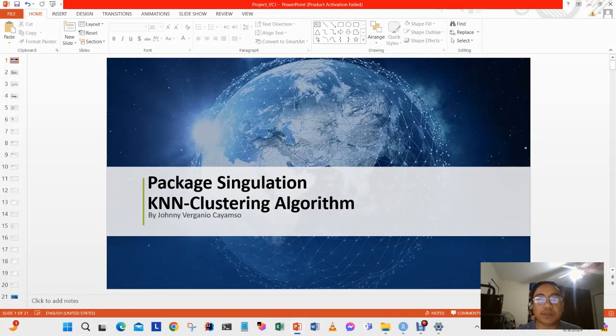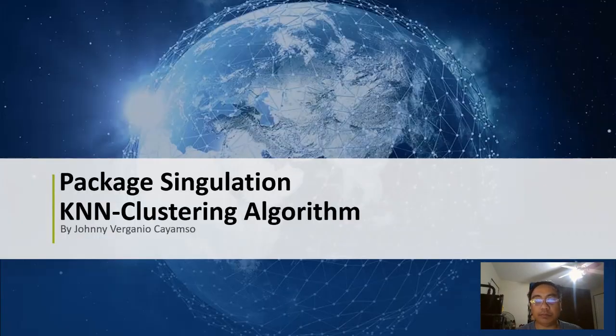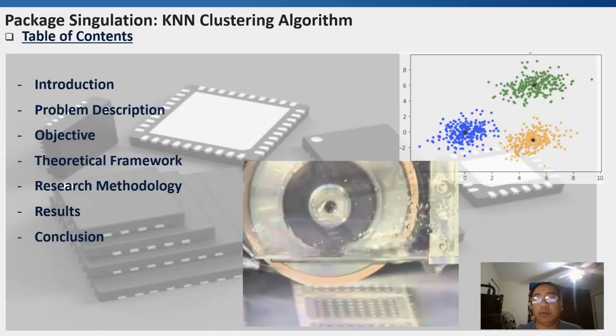I'm going to present my final project for Introduction to Data Analytics Modeling. So my project is all about package singulation and KNN clustering algorithm. For the table of contents, I'm going to go through the different sections, which are the introduction, problem description, the objective of this project, the theoretical framework, research methodology, results, and the conclusion.